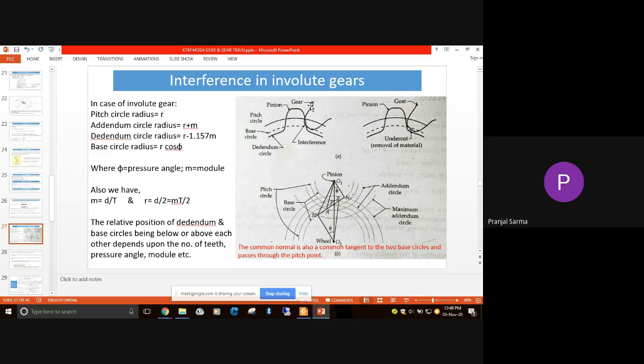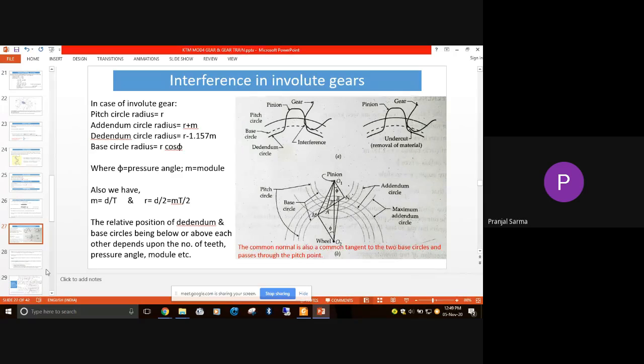Sometimes this is a problem if you don't properly design the gears. With gears which have a very small number of teeth, it is evident that the addendum circle falls below the base circle. So in those cases, this kind of problem can happen.